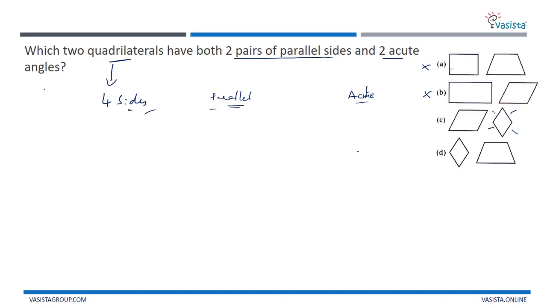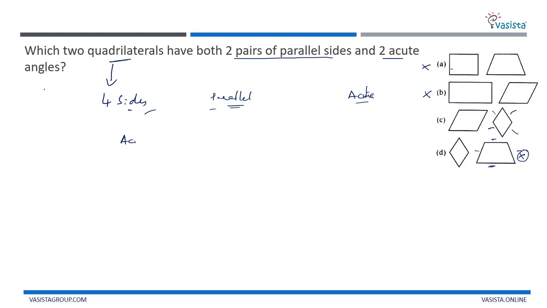In this case also four sides. Yes, that condition is satisfied. Parallel, yes, because this and this are parallel, but this is not parallel, so that's what is going to be cancelled. Only option C. What? Four sides, parallel, acute angle.